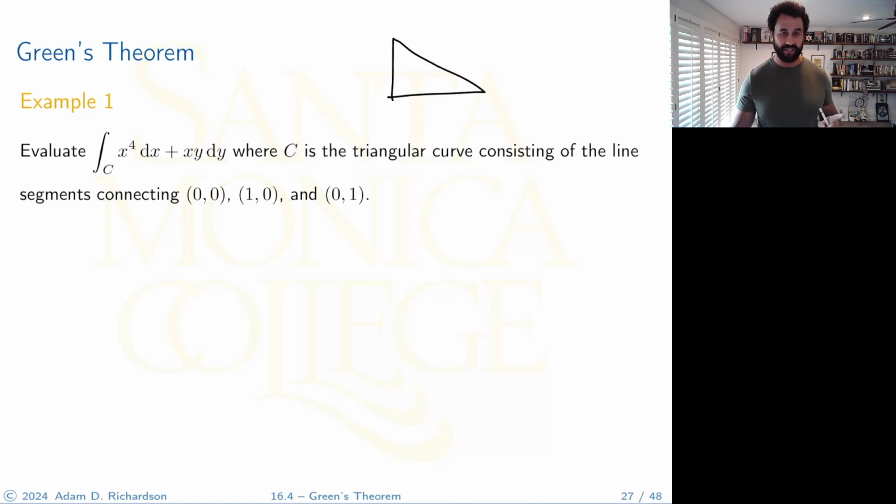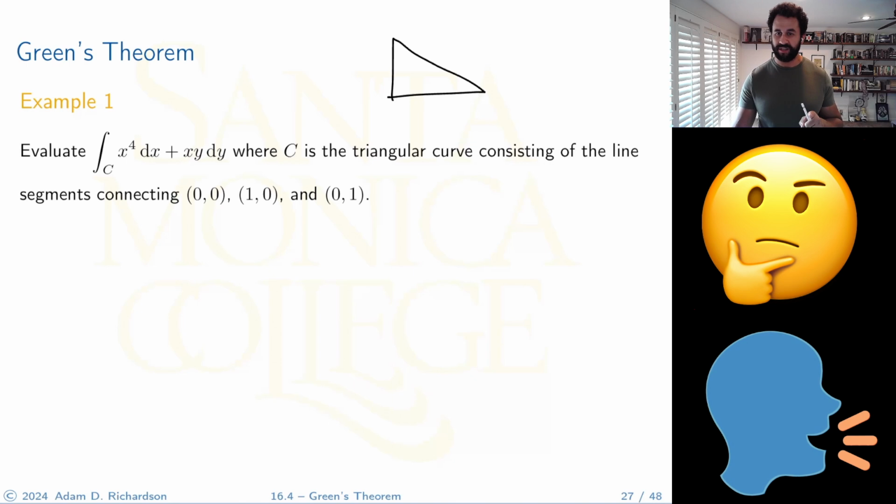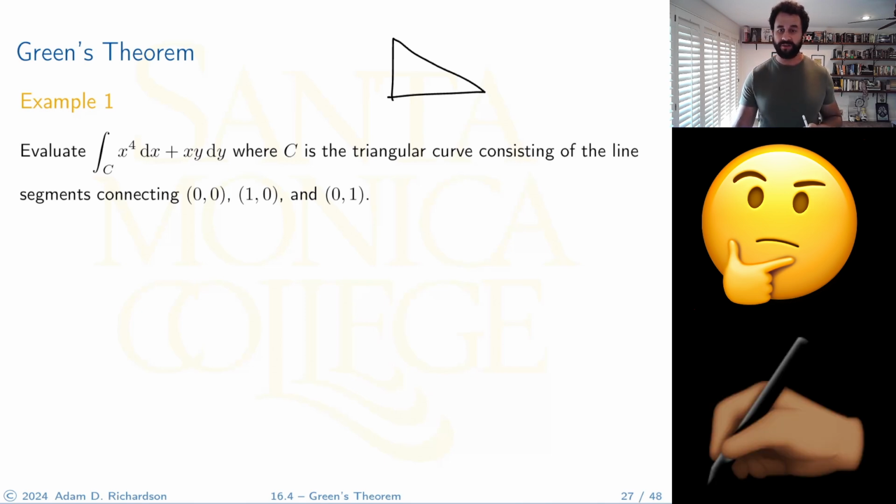But here's the thing. Think about it first. And then say something out loud to yourself about how you might start it, or to your friend, to your neighbor, to your dog, to your cat, just something out loud. Okay, now try to work it out on your own, but here's the catch. Do not use older techniques. Try to use Green's theorem. Think about what Green's theorem says and implement Green's theorem here to make your life easier. And then we'll do it together in a moment.